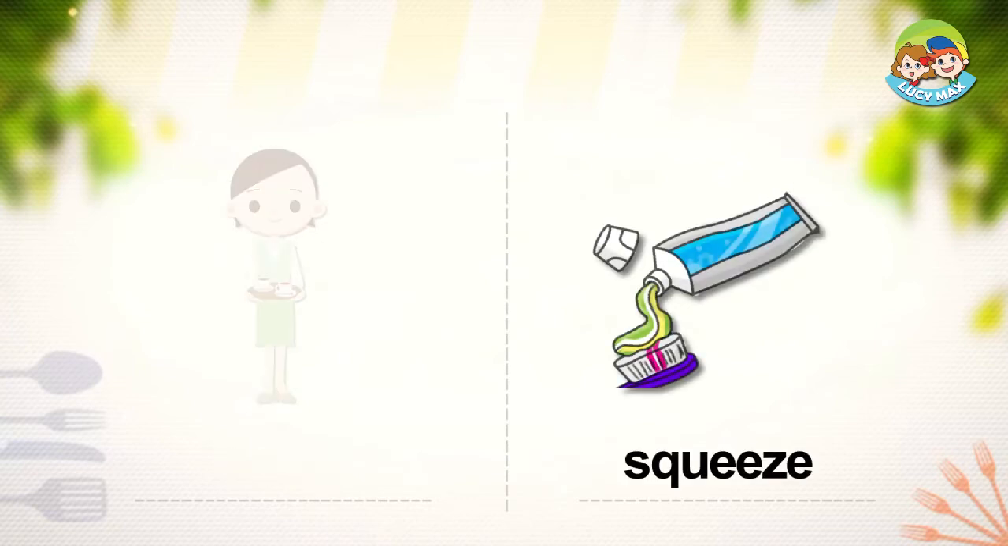Squeeze. If you squeeze something, you press it strongly with your hand. In the picture, someone squeezes the toothpaste tube. So the toothpaste comes out of the tube.